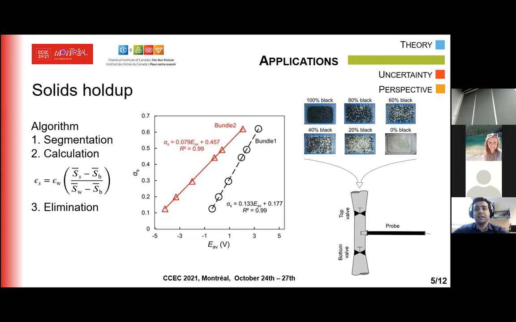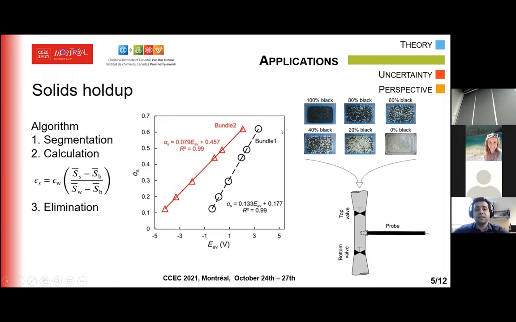A sample with only black particles represents a completely empty region with a holdup equal to zero, while a sample with only white particles represents a loosely packed bed flow. Every probe bundle must be calibrated separately.